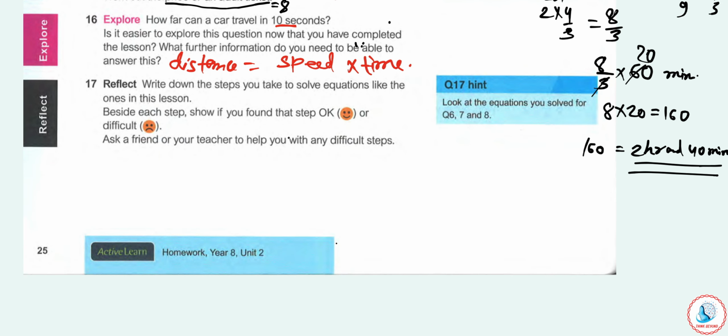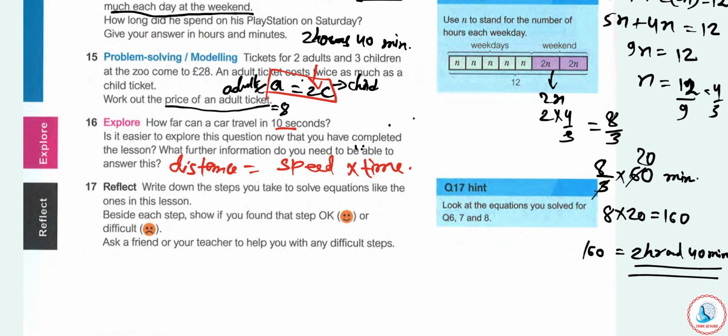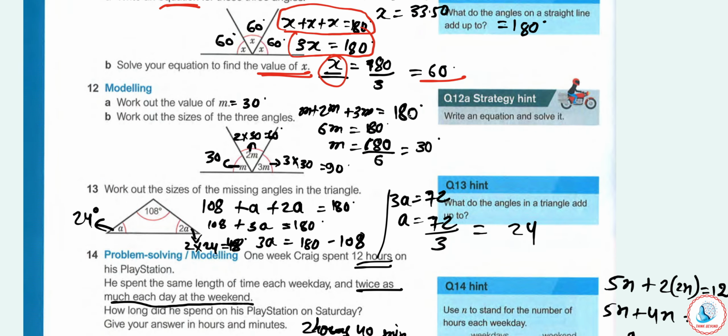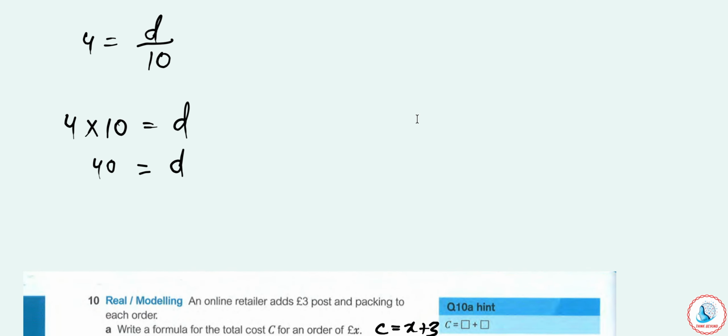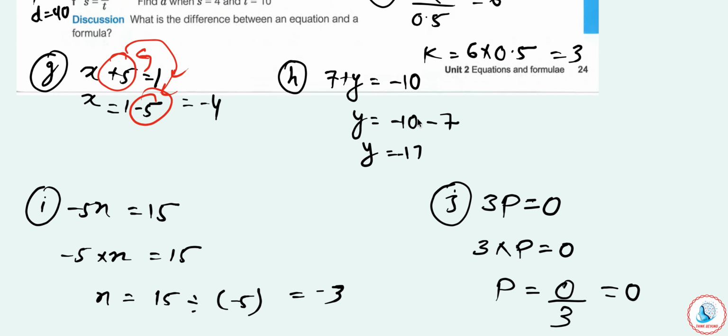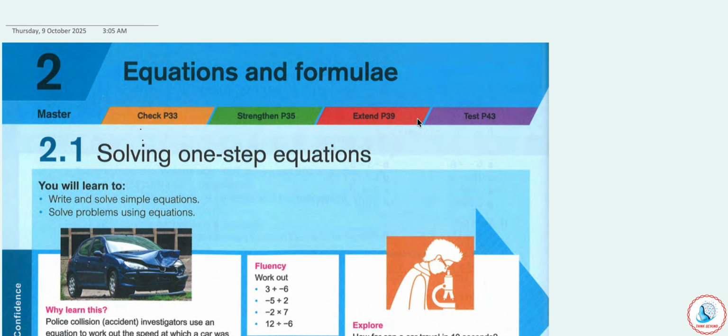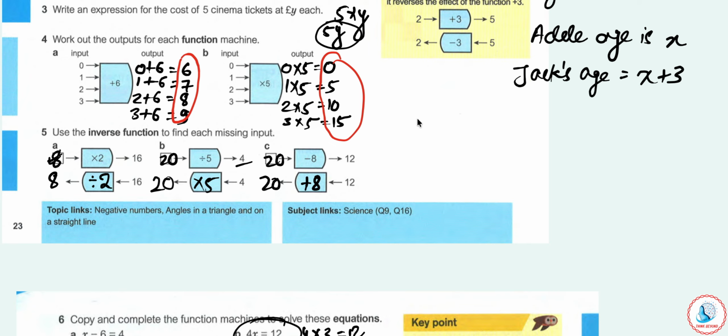Now question number 17. It says reflect, write down the steps you take to solve a question like ones in this lesson. You can do it by yourself. And I think we are done with exercise 2.1. Stay tuned for exercise 2.2. I'll be uploading the 2.2 exercise very soon. And thank you for being with me.